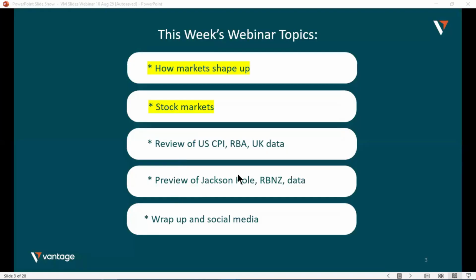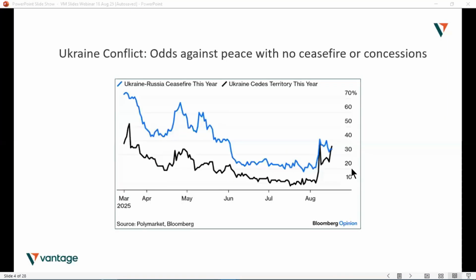So, obvious focus on the Alaska summit on Friday. I've got this Polymarket chart just before I get to that. The summit is where President Trump and Putin met to discuss the war in Ukraine. Talks ended earlier than expected and were unsuccessful in making any imminent progress towards a ceasefire. As I've said, no ceasefire, no real concessions.